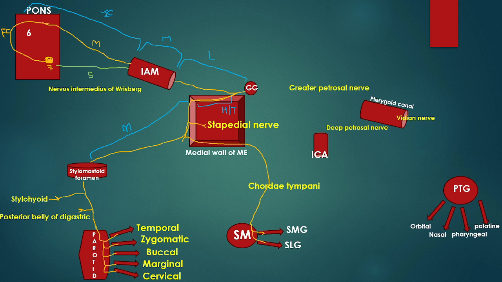Now come to this part. Now what happens is, we previously discussed that this particular nerve relays onto the geniculate ganglion. Now from this, a branch of the facial nerve passes, that is the greater petrosal nerve. Now this greater petrosal nerve is the parasympathetic branch of the facial nerve. It is a parasympathetic branch.